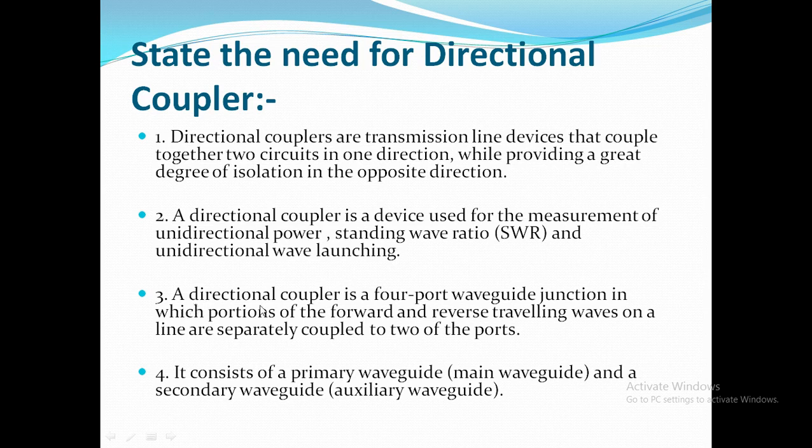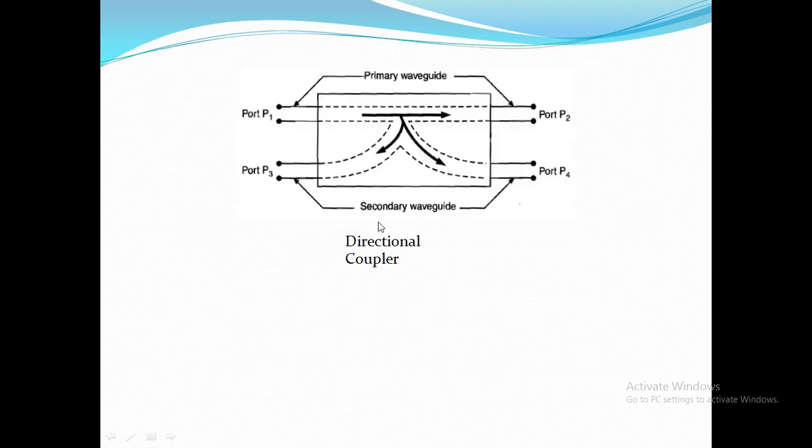Okay, a directional coupler is a four-port waveguide junction in which the portions of the forward and reverse traveling waves on a line are separately coupled to two of the ports. So it consists of a primary waveguide, that is a main waveguide, and a secondary waveguide, that is an auxiliary waveguide. So this is a directional coupler.